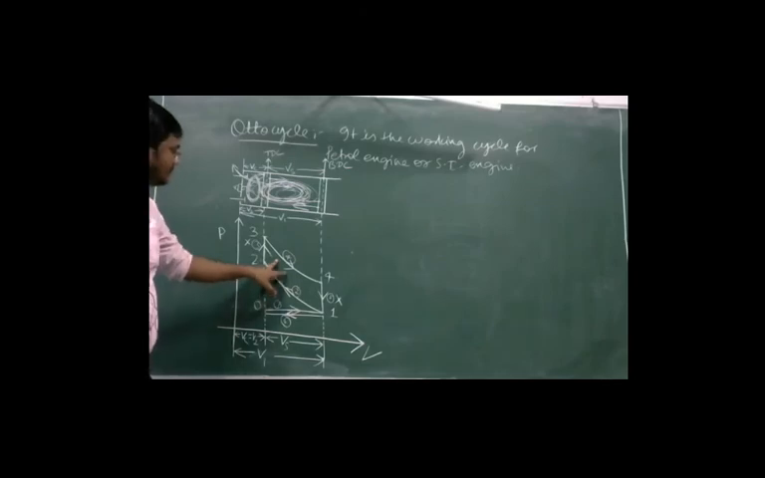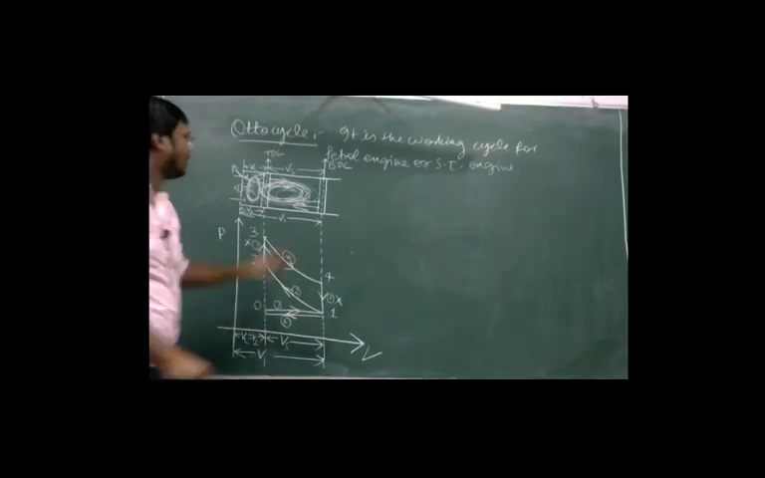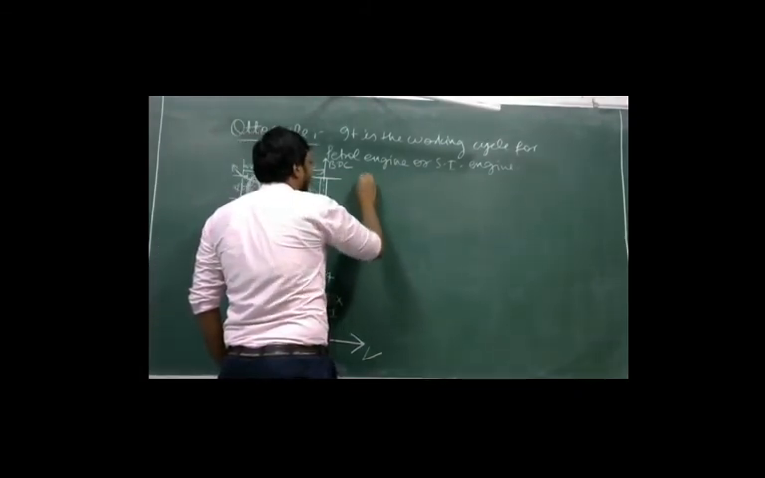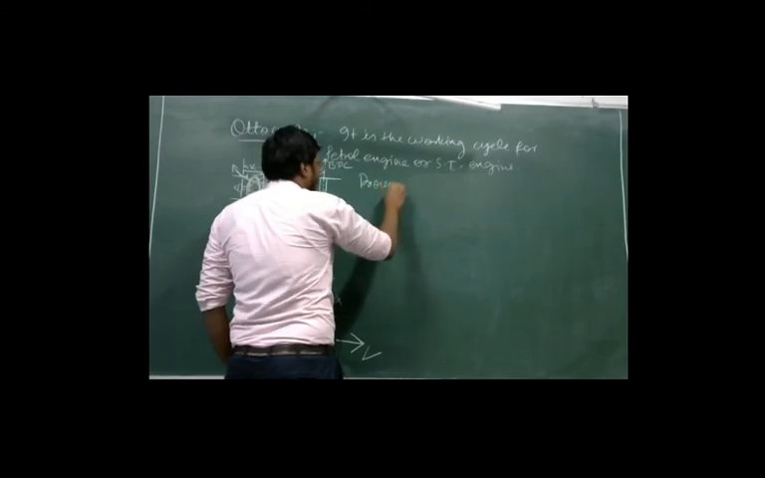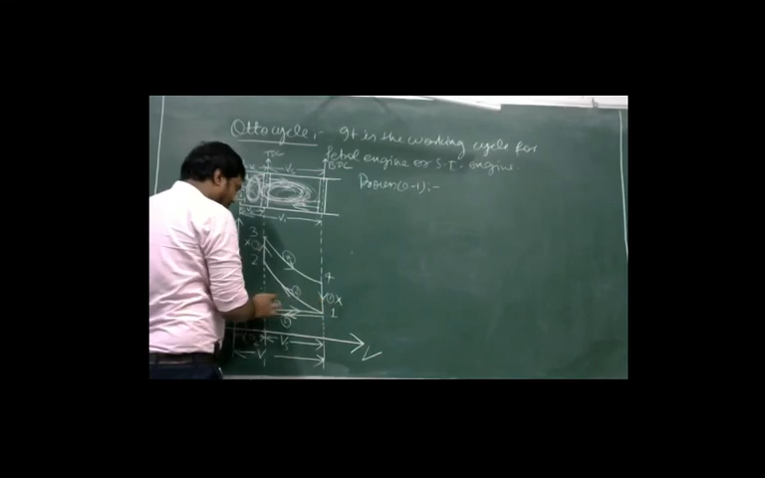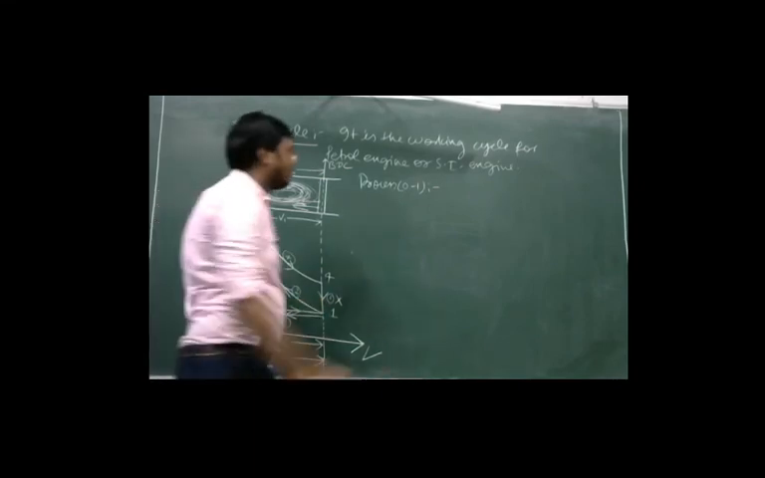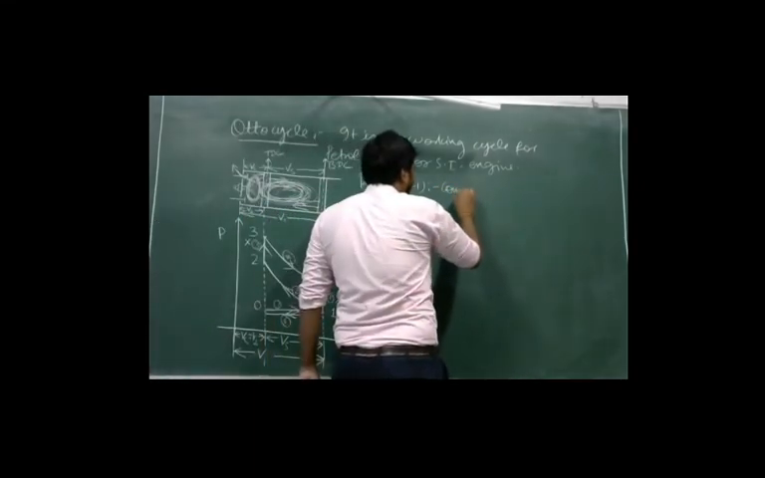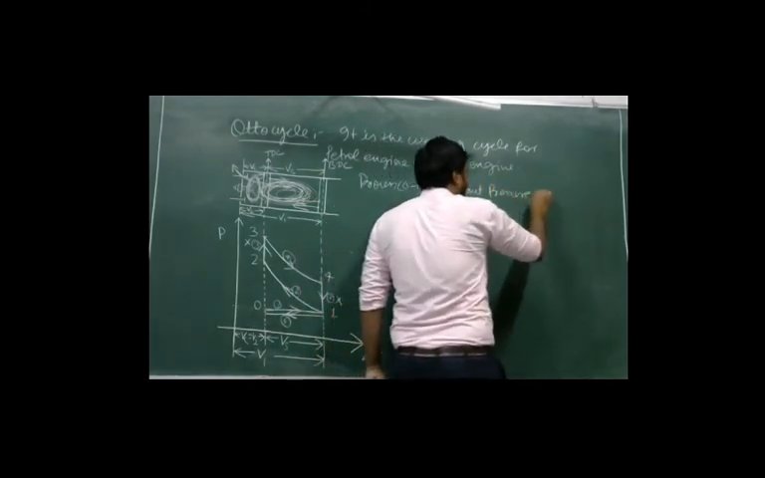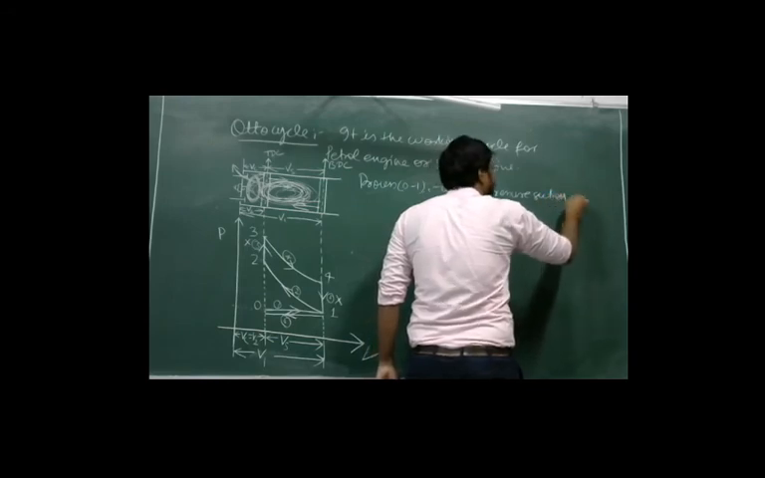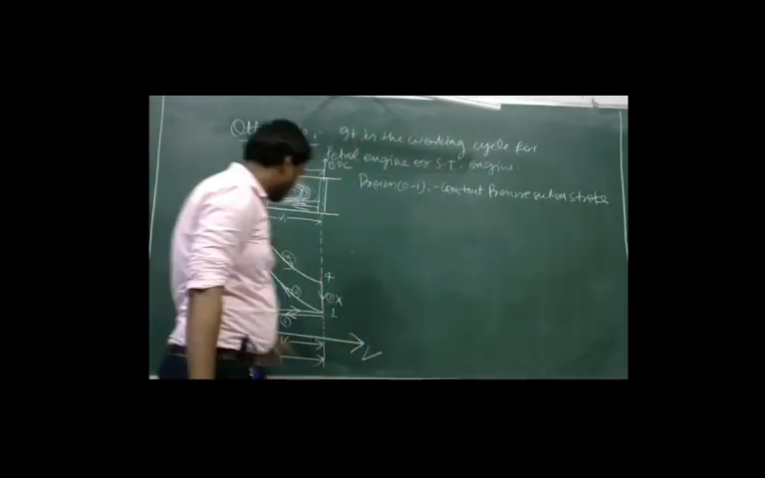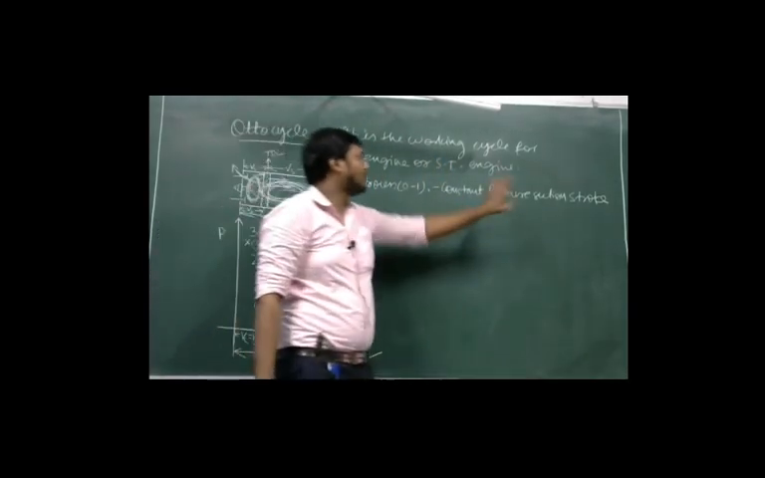Okay. Now we can write all these processes. Process 0 to 1. What is 0 to 1? 0 to 1 is constant pressure suction. Suction is a stroke. Okay, this process is a stroke. So constant pressure suction is a stroke.